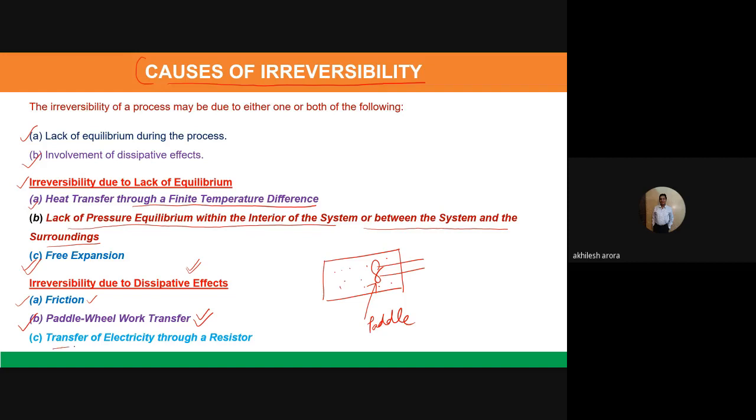The third is the transfer of electricity through a resistor. It also makes the process irreversible. So you need not go into the detail, but you should only remember that there can be irreversibility due to lack of equilibrium, and there can be irreversibility due to dissipative effects.